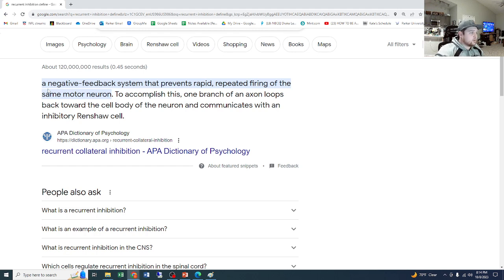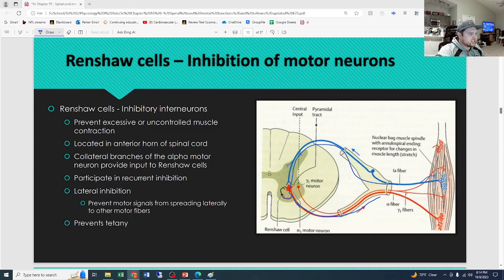Okay. So one branch of that axon loops back towards the cell body of the neuron and communicates with an inhibitory Renshaw cell. So as a signal gets sent down towards the muscle, the signal also comes and tells the Renshaw cell, like, hey, make sure that we don't get repetitive signals over and over again. And that prevents something called tetany. If you've ever heard of your tetanus shot, in microbiology, you should also learn about the tetanus bacteria.